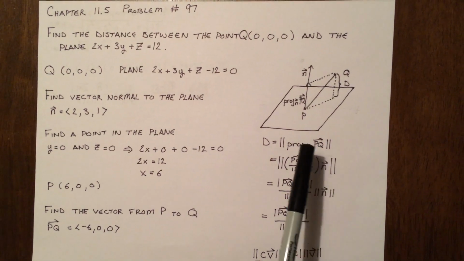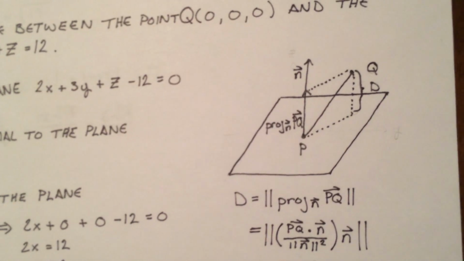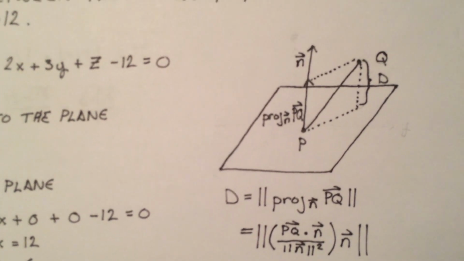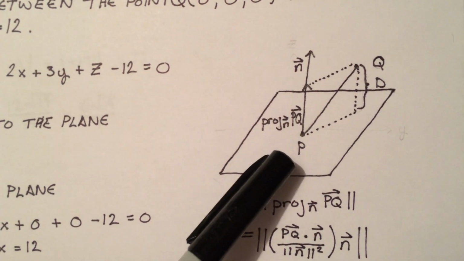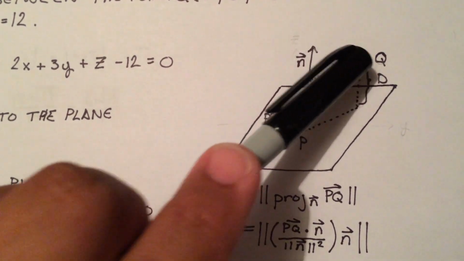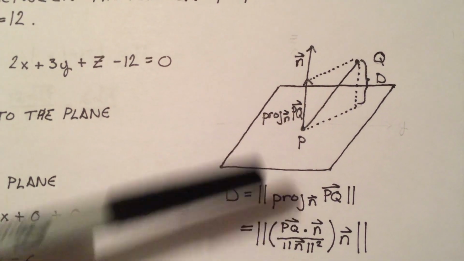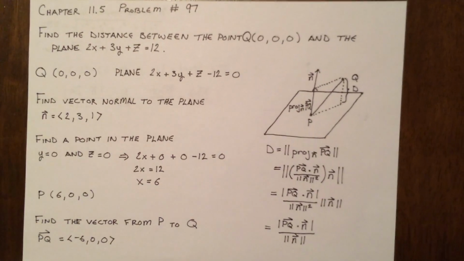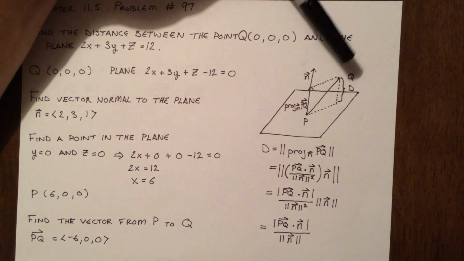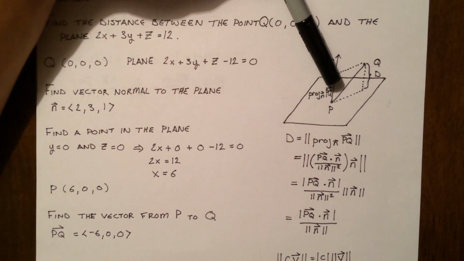Over here I've drawn a diagram of our plane and our point Q, which is (0, 0, 0). So what we need to do is find a point P within the plane, and then we can easily find a vector between P and Q. We know our normal vector. We can get that from the equation for the plane. And then we project PQ onto N to get this distance here.